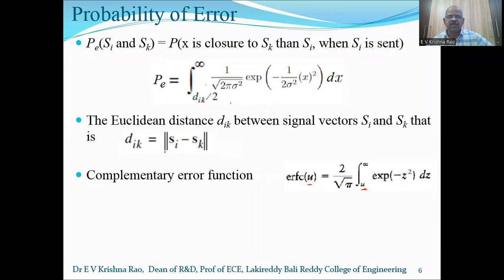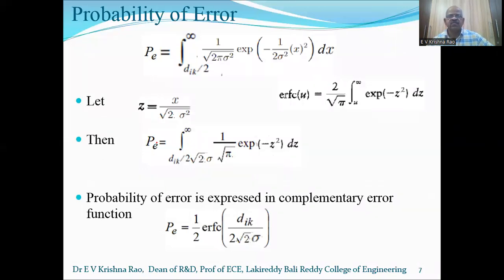So the Euclidean distance between S1 and S2, or Si and Sk, this is the norm, the distance we consider. By solving this function, by integrating it to express in the complementary error function, with e power minus z square, you can take z square equal to x square by 2 sigma square, where the mean is 0, taken as a random variable, mean is 0. So then z equals x by 2 root 2 sigma square.